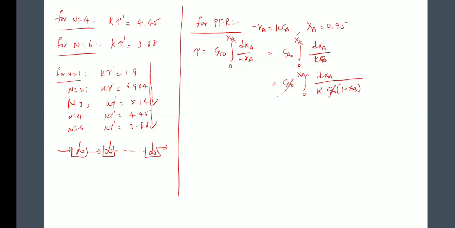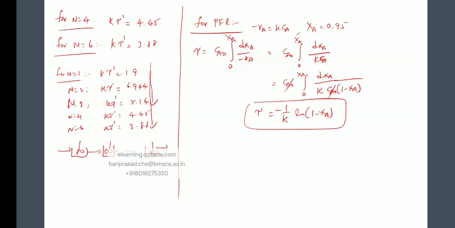Ca naught will get cancelled. Then you will get 1 by k. Then what is the integral of 1 by 1 minus xa? Minus ln of 1 minus xa. On the left hand side you have tau. So this is the general expression for the PFR. I will bring this k here: k tau is equal to minus ln of 1 minus xa.